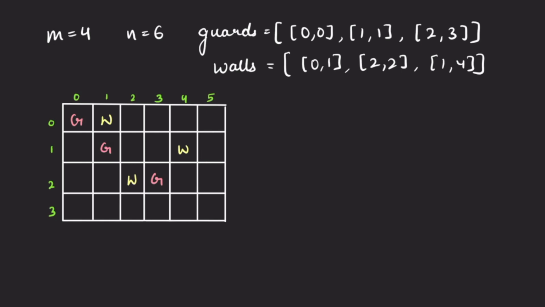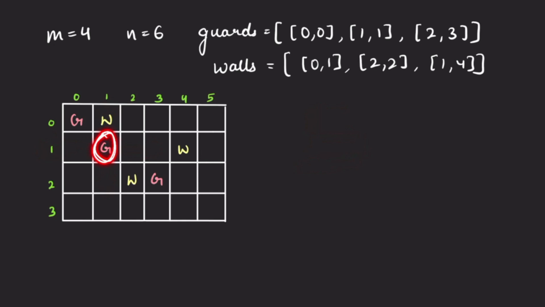Now, what do you need to do? See, a guard can see in all the four cardinal directions, meaning this guard can see all the cells above it, all the cells below it, all the cells towards the left and all the cells towards the right. But in all these directions, if there comes a wall or a guard in between, then in that case, the guard cannot see the further cells, right?